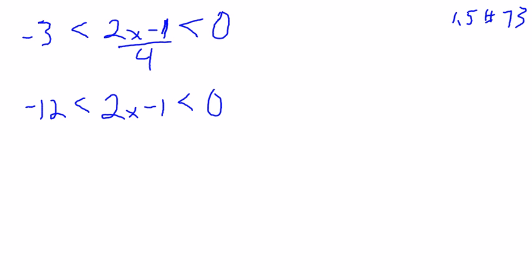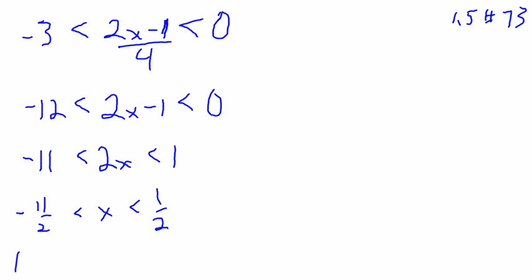Now I add 1 to both sides. That gives me negative 11. Careful with your negatives and adding and stuff like that. Less than 2x less than 1. Now I divide by 2, and I get negative 11 over 2 less than x less than 1 over 2.